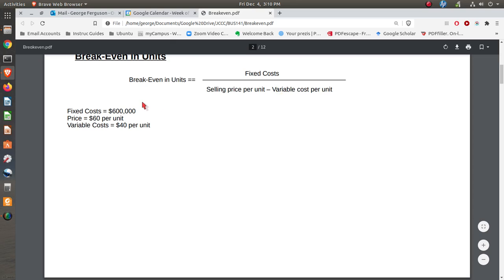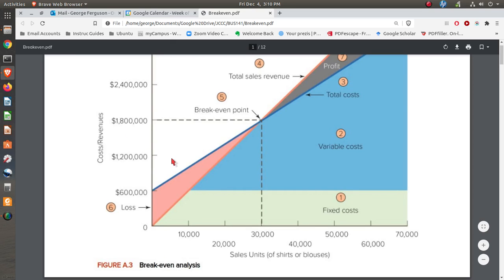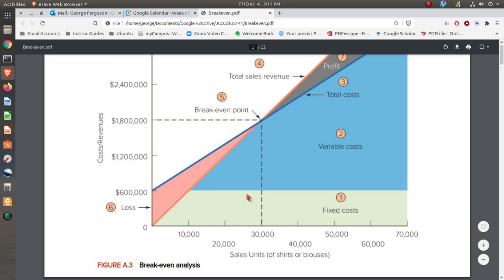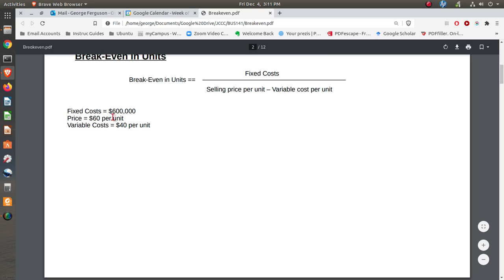In this case, for the shirts in the example in the book, our fixed costs are $600,000. If you look at the chart here, here's your $600,000. The selling price per unit is $60. Every time we sell a shirt, we sell it for $60. Expensive shirts. It costs us $40 for every shirt that we make. So we take our fixed costs, divide that by the contribution margin, in other words, the selling price minus the variable cost per unit, which is $20. So your $600,000 divided by the $20 gives you 30,000 units.